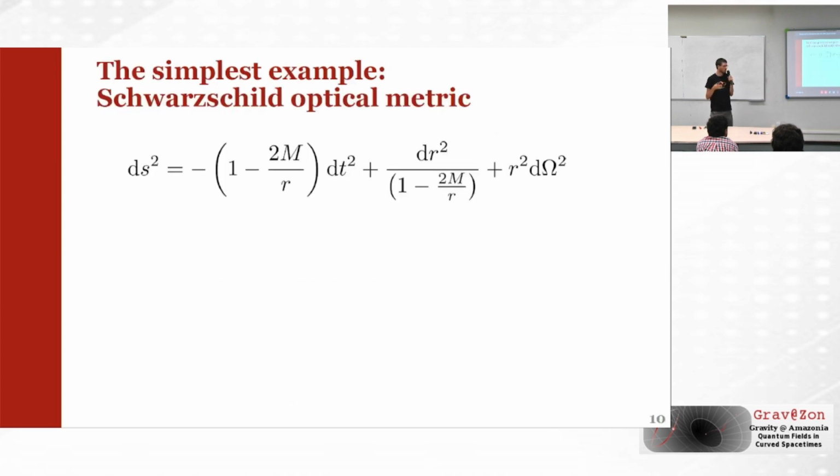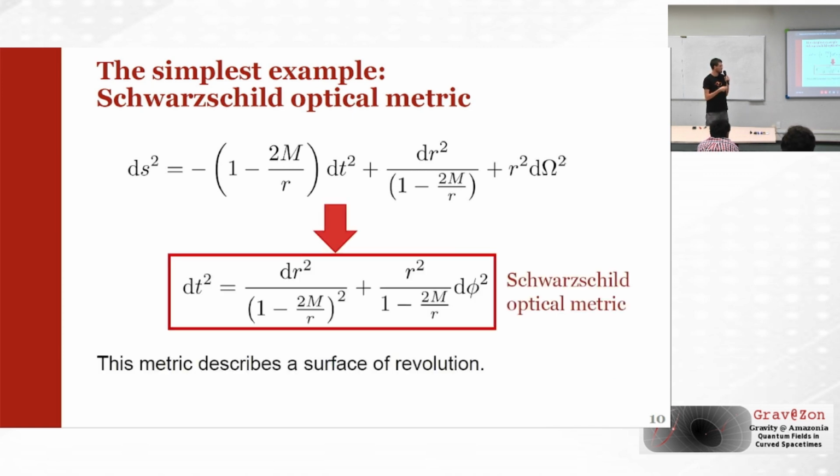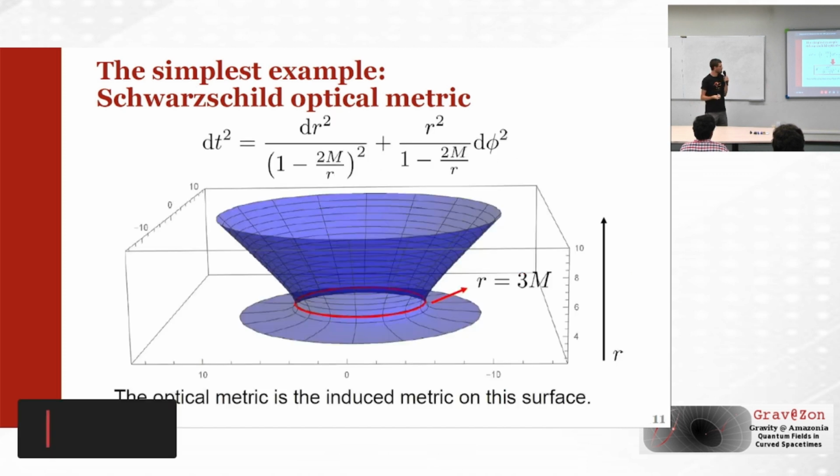So let's consider now the simplest black hole we know, which is the Schwarzschild one. It has this line element, which yields this optical metric for Schwarzschild. This optical metric, which is bidimensional, describes a surface of revolution. This means that we can embed this surface in Euclidean three-space.